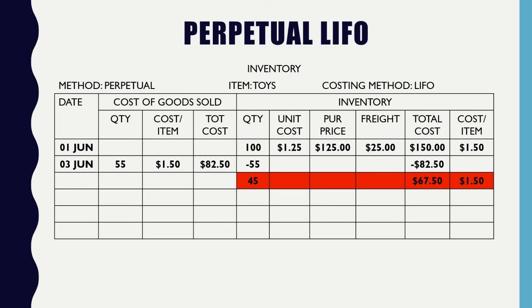So in this case, 55 minus 55 is going to leave me with 45 units left, at a grand total cost of $67.50. And again, it's still $1.50 because the cost per item will not change unless stated otherwise, if we have a return or a discount or things like that.